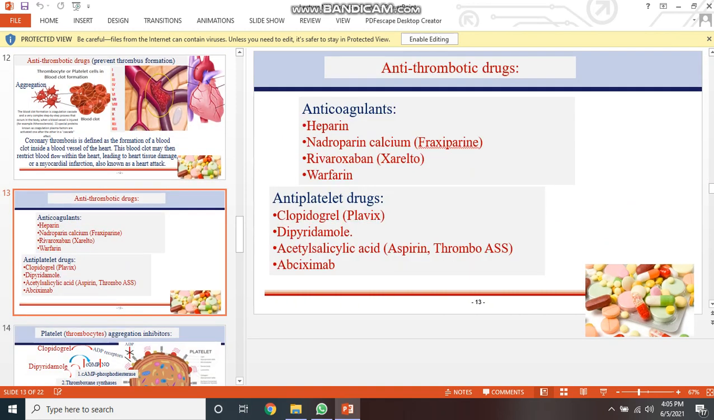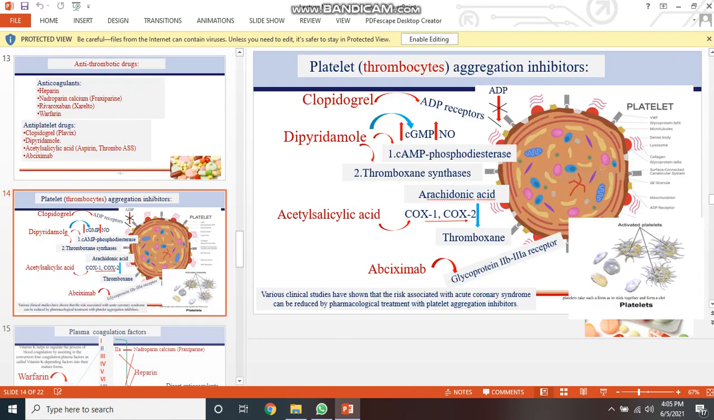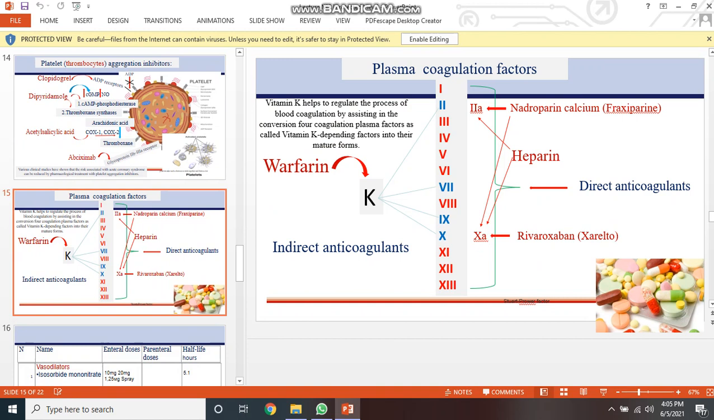Antithrombotic drugs are of two types: anticoagulants and antiplatelet drugs. Among anticoagulants we can see heparin, nadroparin calcium, rivaroxaban and warfarin. Among antiplatelet drugs we can see Plavix, dipyridamole, aspirin and others. In plasma, we can show that warfarin acts on vitamin K-dependent factors II and X, and heparin acts indirectly. It is a simple graph.